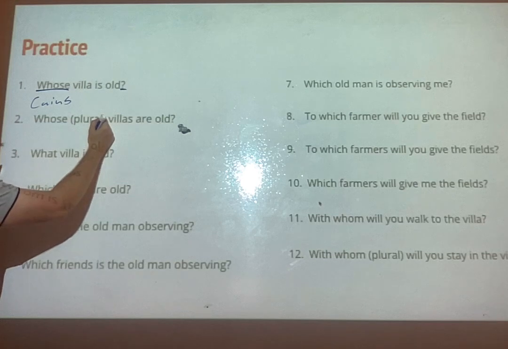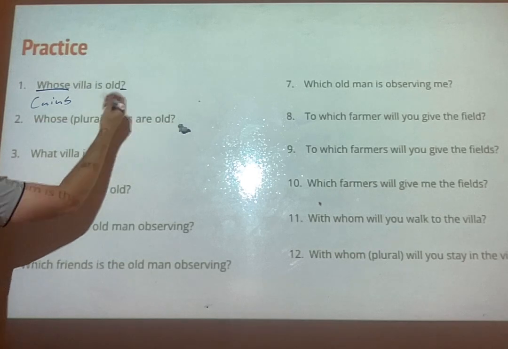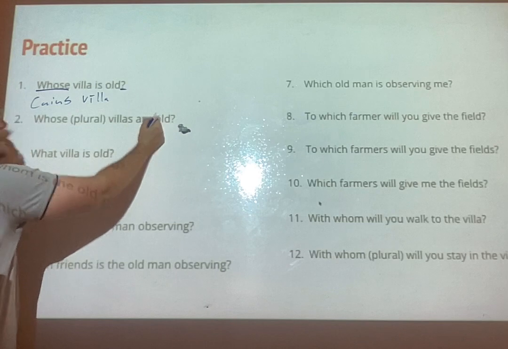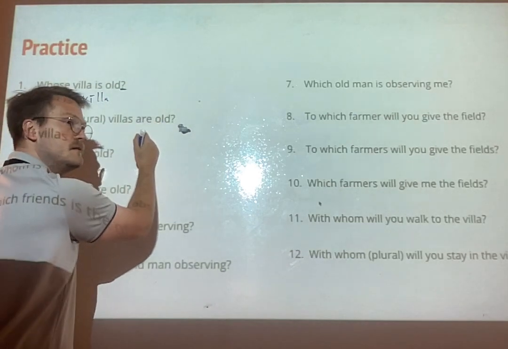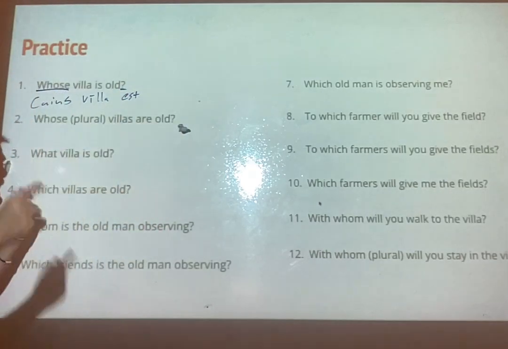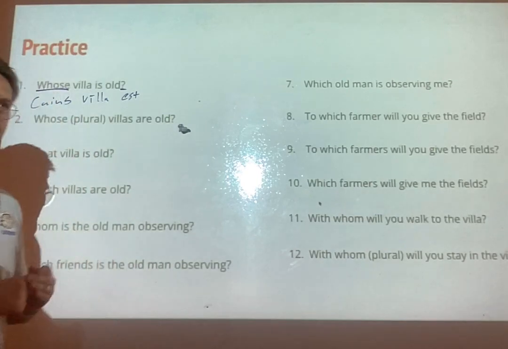But where's the subject now? Villa. So villa has to be in the nominative. And this is one of your new vocab words. It's literally villa. All right. Is old. Est. And then you've had an adjective for old, but you have a new one this chapter as well. So it would be, yes, very good.